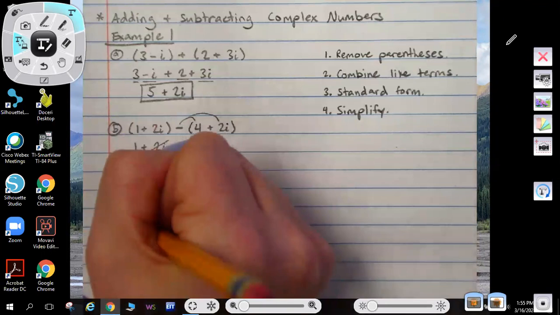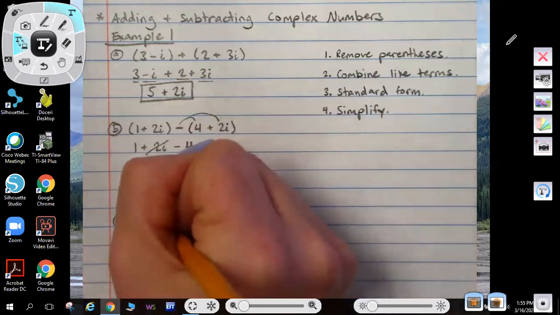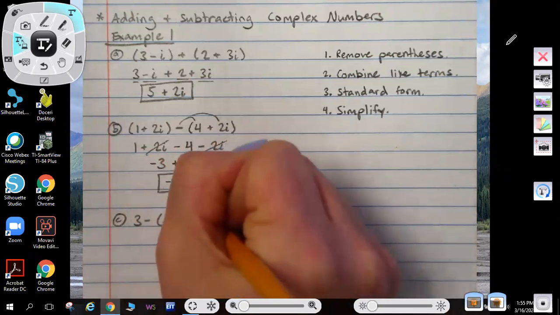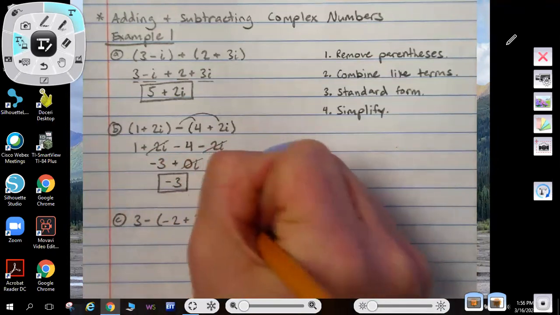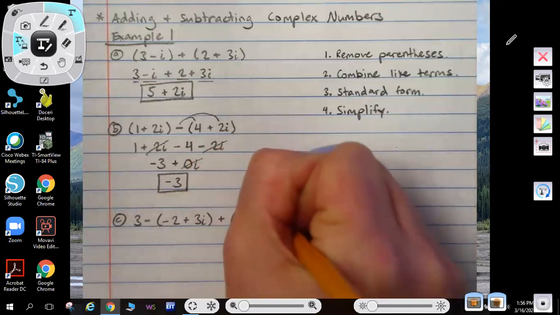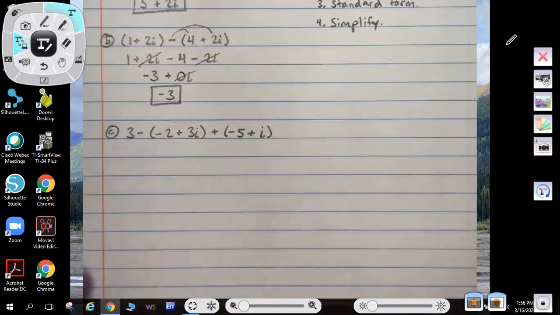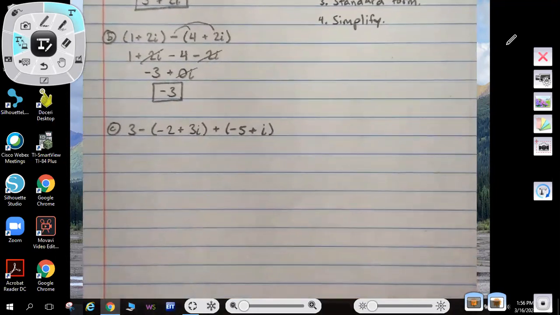Part C. We've got 3 minus negative 2 plus 3i plus negative 5 plus i.